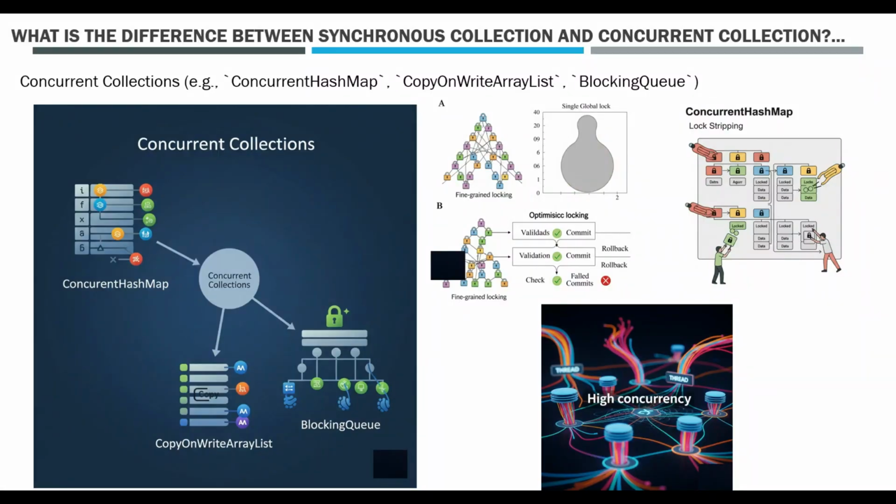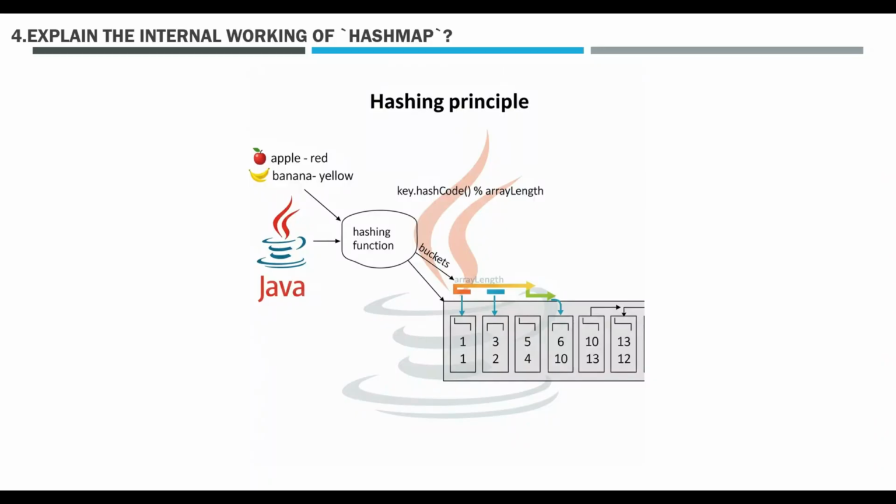So performance-wise, it is much faster and much more scalable, and it performs well under high concurrency, because multiple threads can operate on different parts of the collection simultaneously. They are designed from the ground up for concurrent operations and concurrent access, and they are preferred in multi-threading environments.